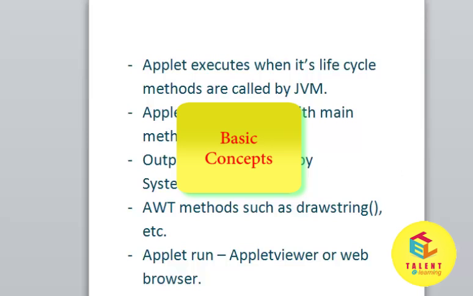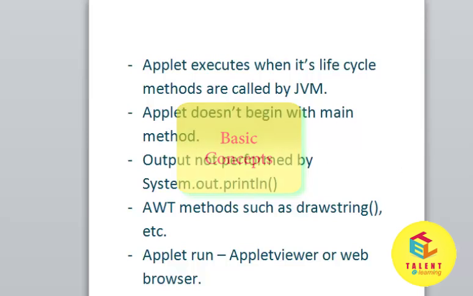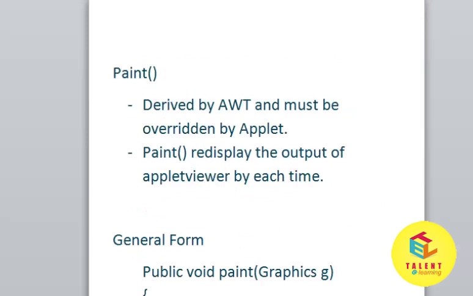Applet executes when its lifecycle methods are called by JVM. Applet doesn't begin with the main method. Applet is a different kind of program which runs on applet viewer or web browser. In an applet, output is not performed by the System.out.println method, but we can use some AWT methods such as the drawString method and the paint method.